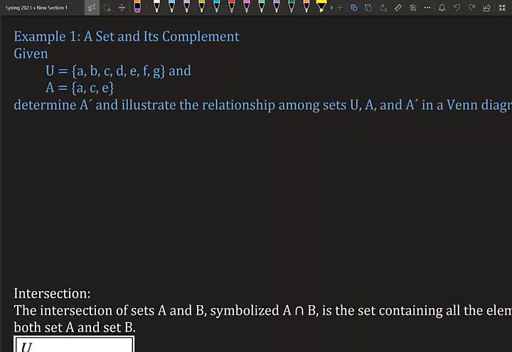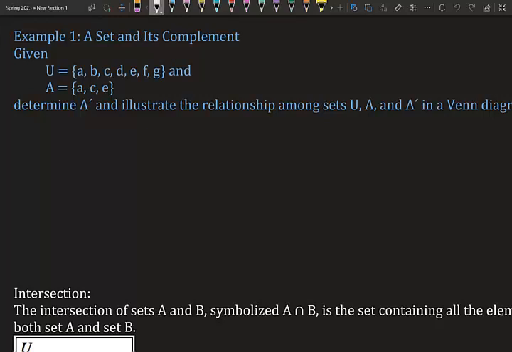Let's find a set and its complement. So we're given the universal set is A, B, C, D, E, F, G, and A is A, C, E. Determine the complement of A and illustrate the relationship among sets U, A, complement of A in a Venn diagram. So U is the universal set, meaning in this classroom, if I asked you all questions like what's your favorite color, that's all I can put in the Venn diagram are your favorite colors. The classroom is the universal set, and then I can break it down into, okay, 10 people liked blue, 15 people liked this, 2 people liked this. Then I can break it down.